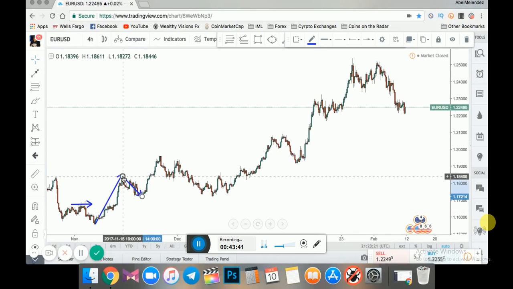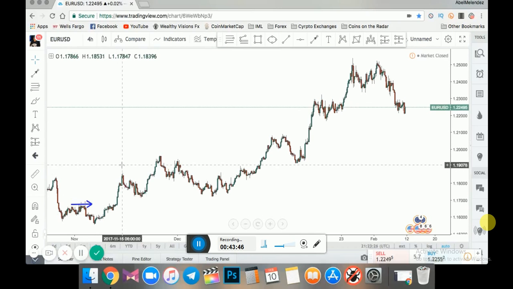Listen to what I'm saying. This is very crucial to the whole strategy. Once you see this move up and it breaks a structure level to the left, that means that's your trend right there. That could be your main impulsive move to start the trend.